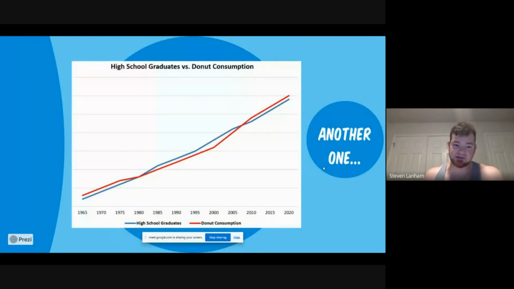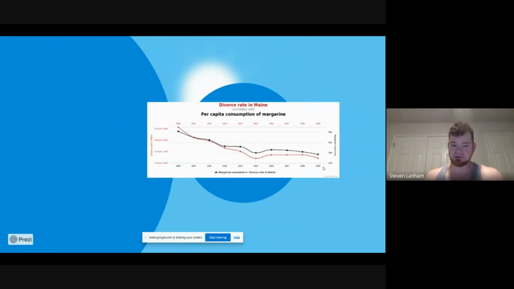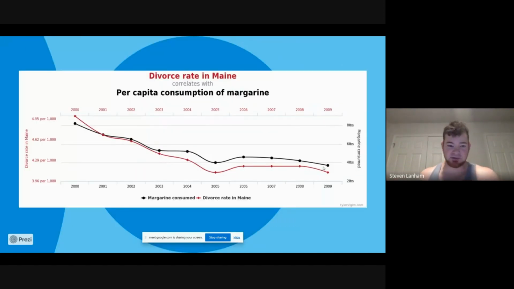First, we can see that as high school graduates increase throughout the years, so does the consumption of donuts. Not correlated, but looks like it. And then my personal favorite, the per capita consumption of butter decreases as the divorce rate in Maine decreases. So although divorce rates might depend on butter, I don't think so.